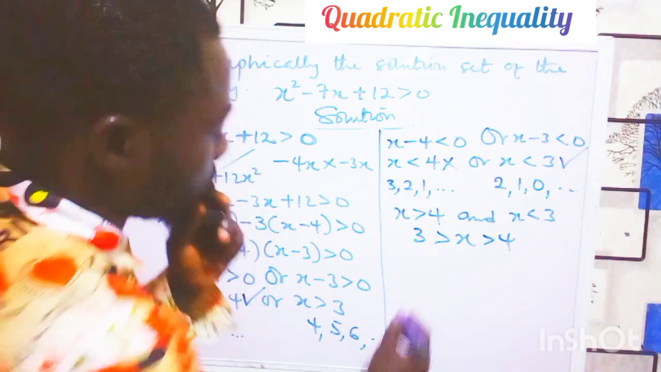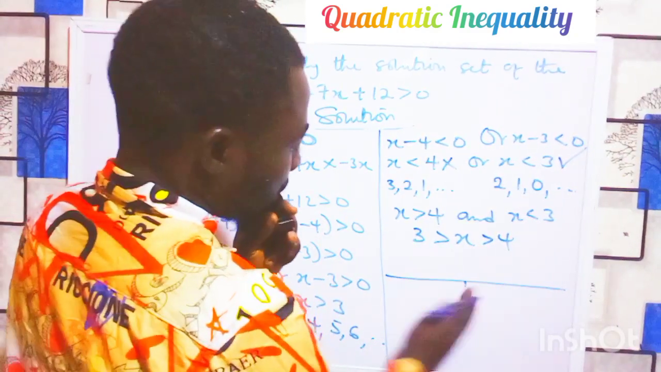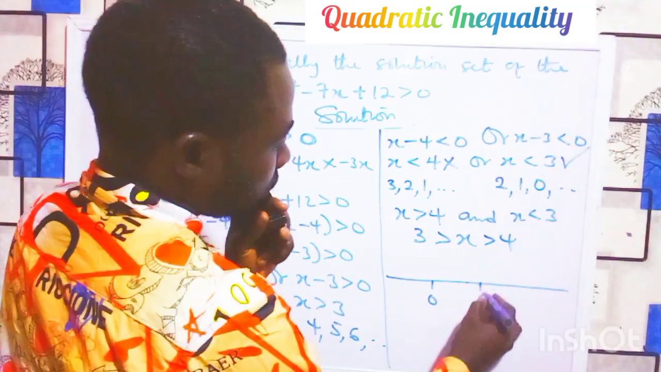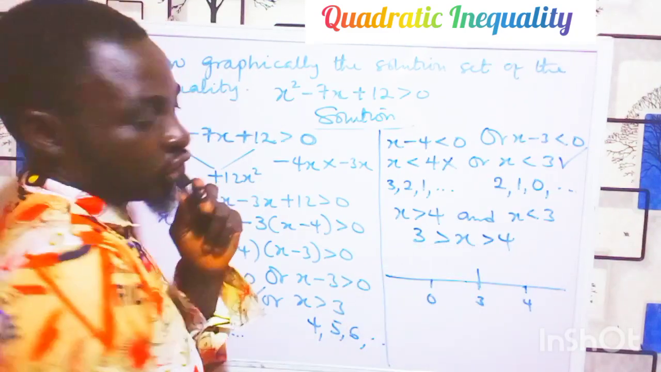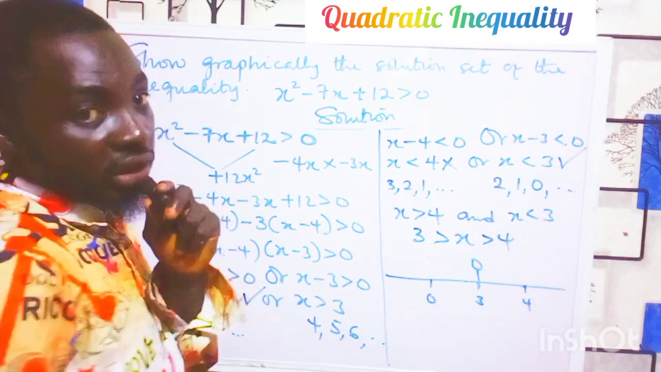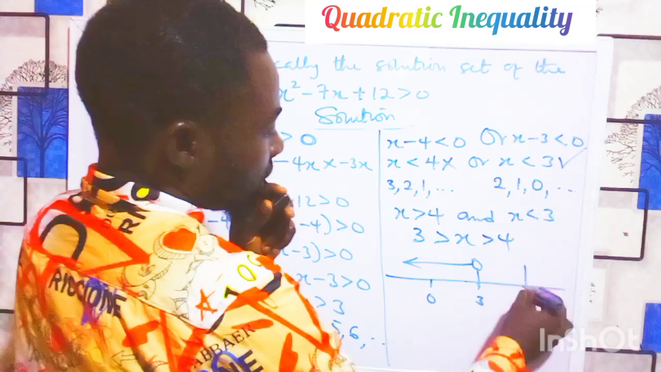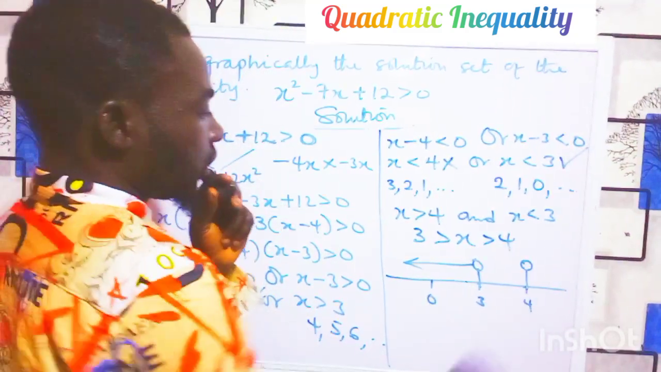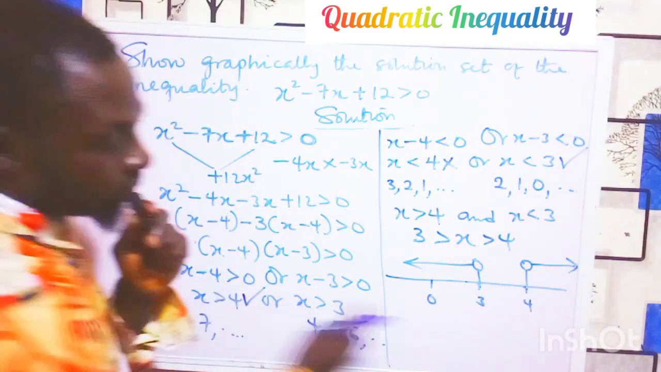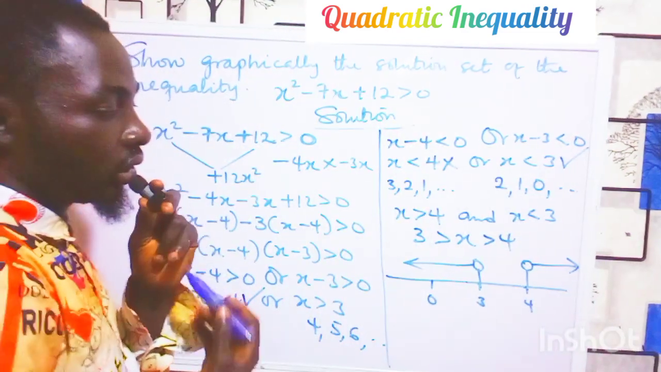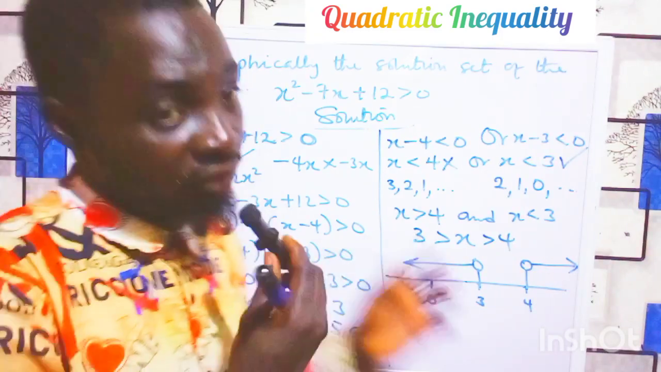Now to represent it, you do your number line. You can represent it on your number line first before the quadratic graph. That will be this one. We have this 0, this 3, this 4. Because the two are both positive, the first one says x is less than 3, you go like this, while the other one says x is greater than 4, you go like this. So any number at this side can satisfy this expression, any number at this side can satisfy this one, but any number within cannot satisfy. So that's one way to show this graphically.